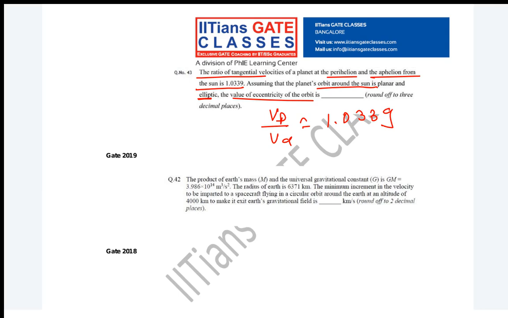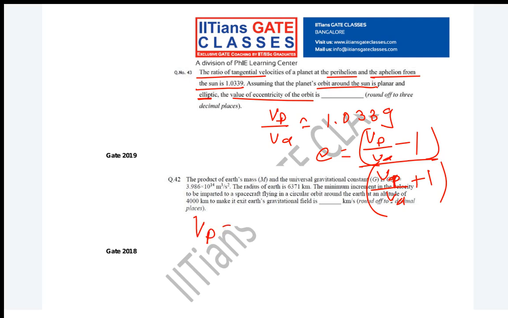I think Kartike, you may need to refresh, but no problem. So what is the E value? E value will be Vp upon Va minus 1 upon Vp upon Va plus 1, right? So guys, find out E value. How I have found, guys, we know what is the Vp. Yes, Satish. 0.01. Yeah. Others also, please find the E value. Tell me.